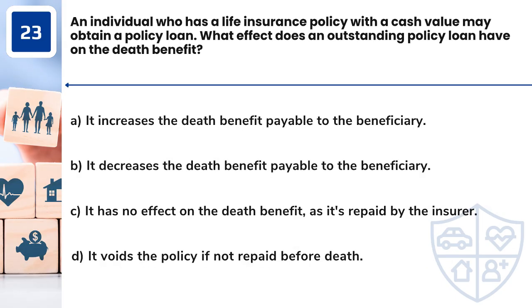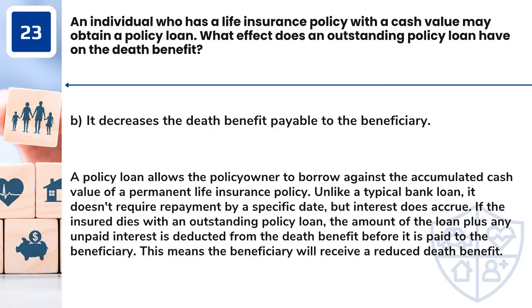Question 23. An individual who has a life insurance policy with a cash value may obtain a policy loan. What effect does an outstanding policy loan have on the death benefit? A. It increases the death benefit payable to the beneficiary. B. It decreases the death benefit payable to the beneficiary. C. It has no effect on the death benefit, as it's repaid by the insurer. D. It voids the policy if not repaid before death. Answer: B.